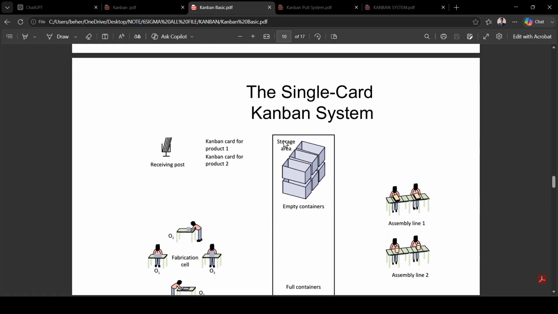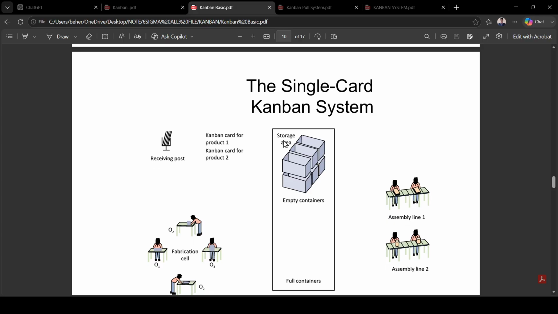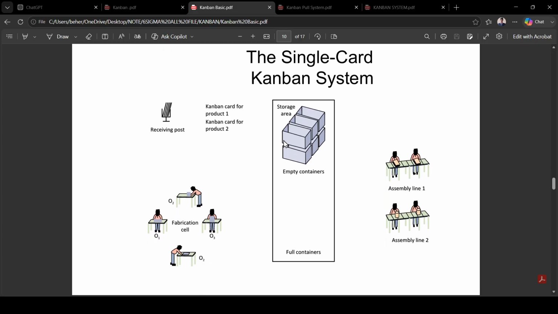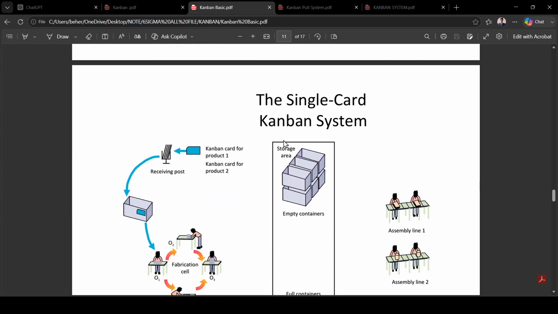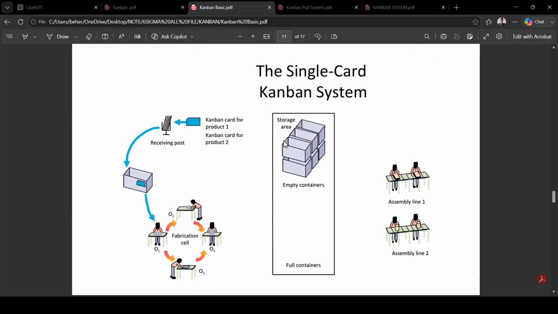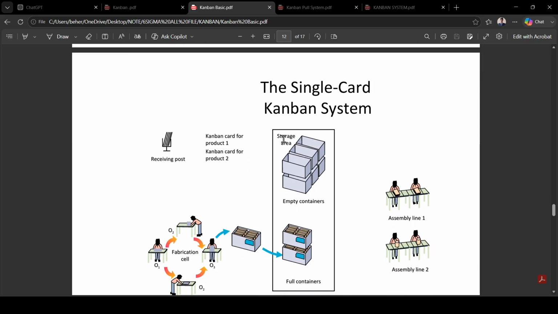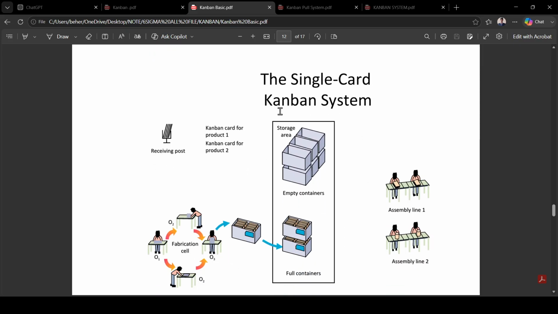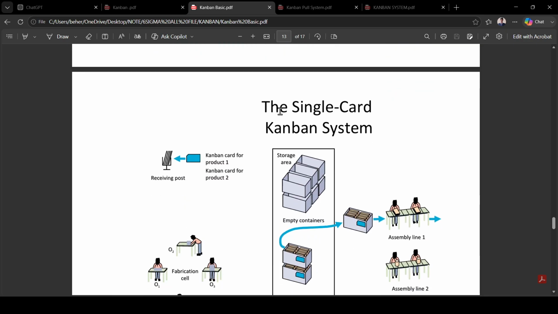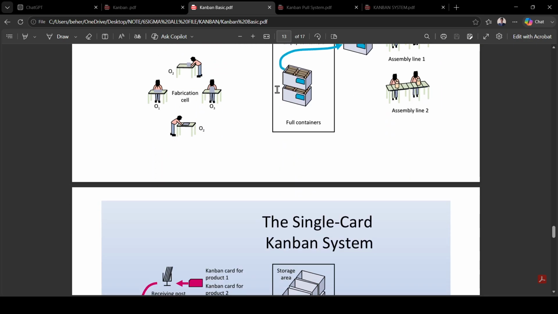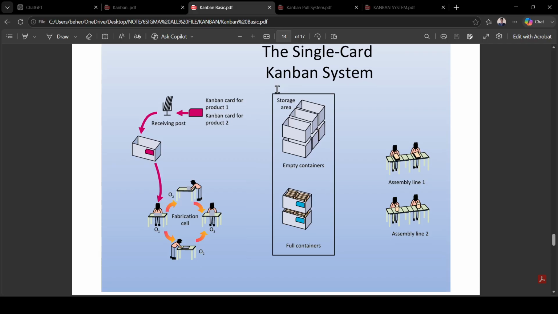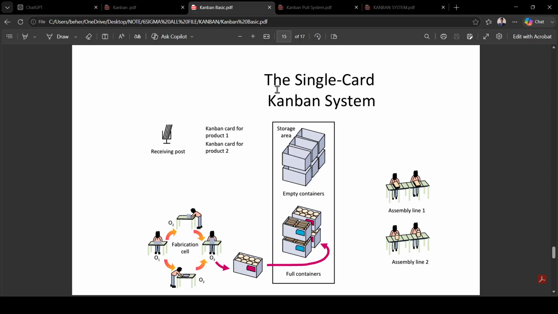And this is the single card Kanban system.